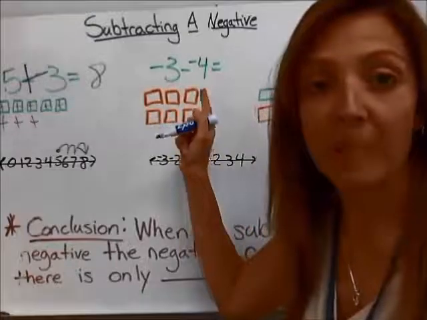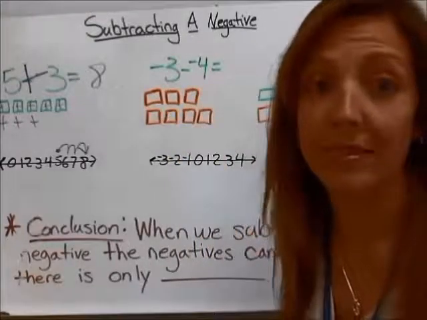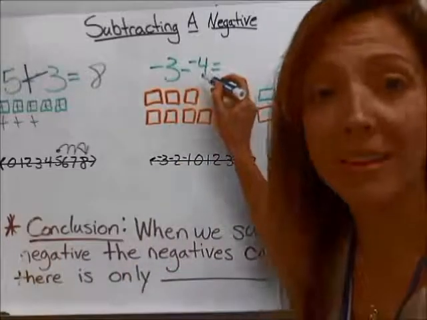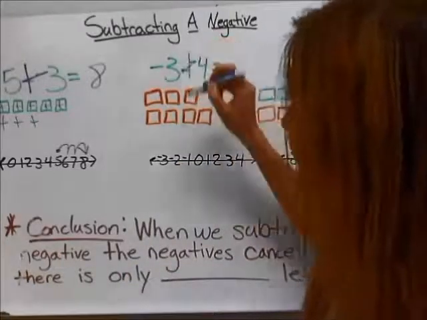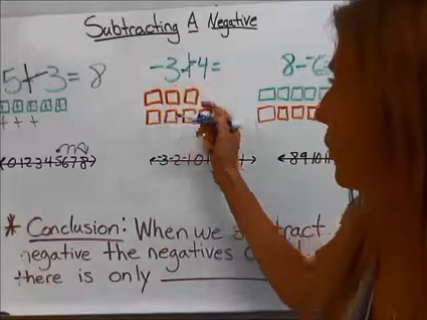Now I have negative 3 minus a negative 4. Again, subtracting a negative. When you subtract a negative, you get rid of the negative. So I'm taking away a debt. That changes to plus. Negative 3 plus 4.